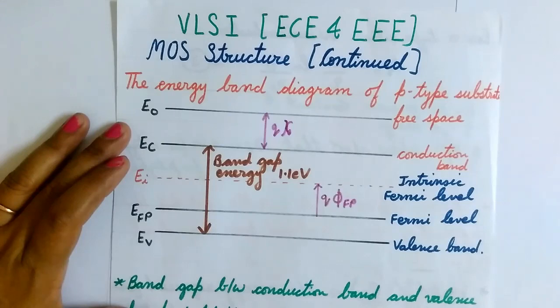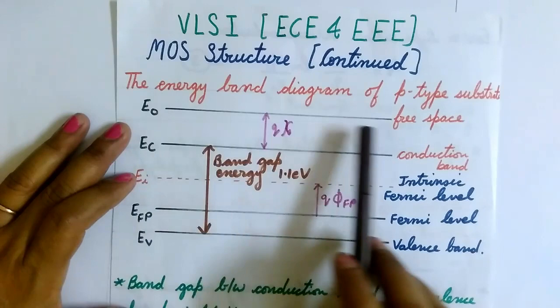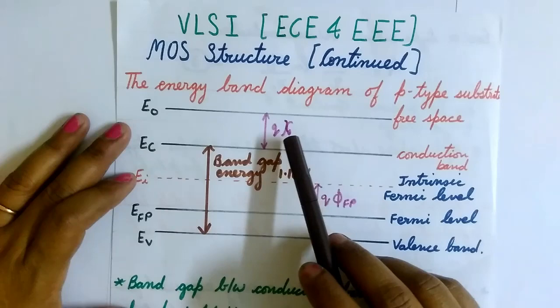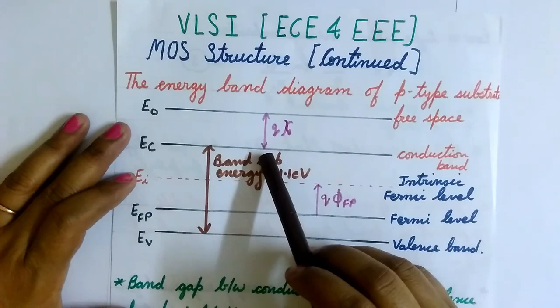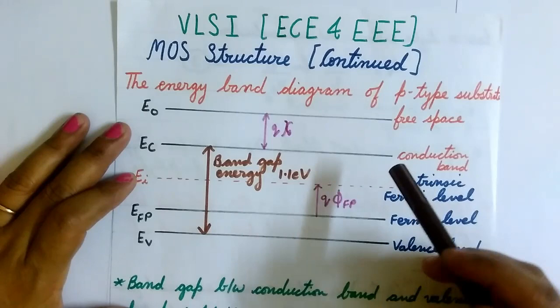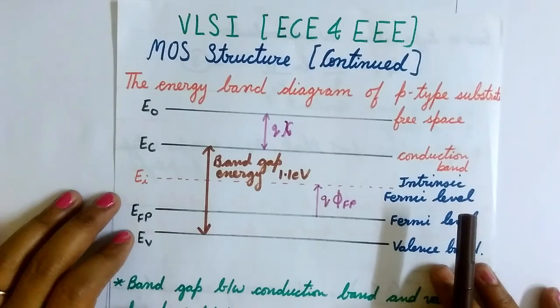Another energy level which we can see is EO, which is the free space. And here qXi, you can call it q Xi, this amount of energy is called the electron affinity, and it is the energy required for the electrons to move from the conduction band to the free space. I'll be discussing this term in detail further.